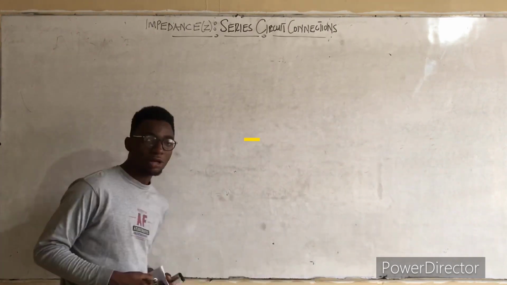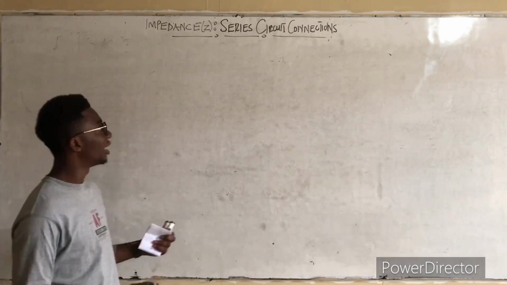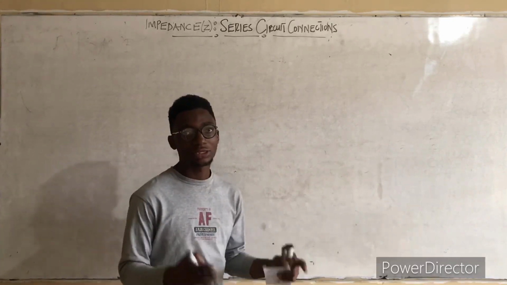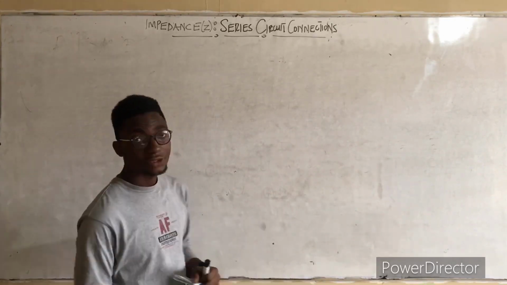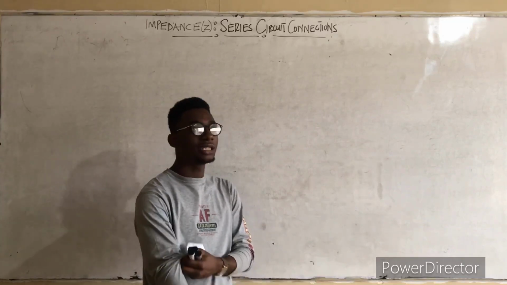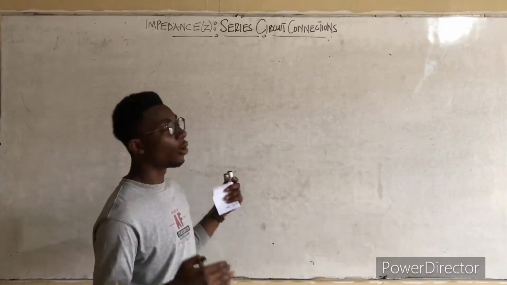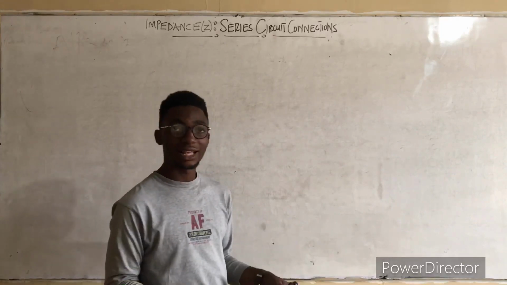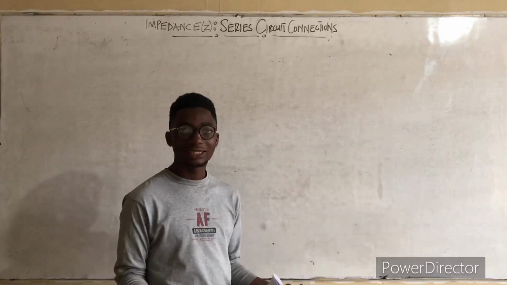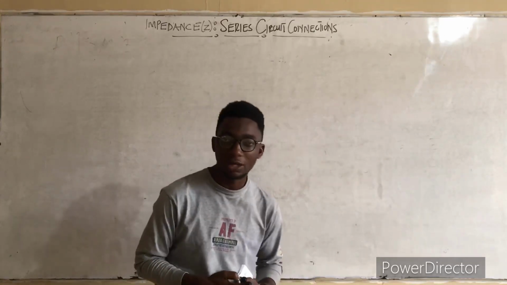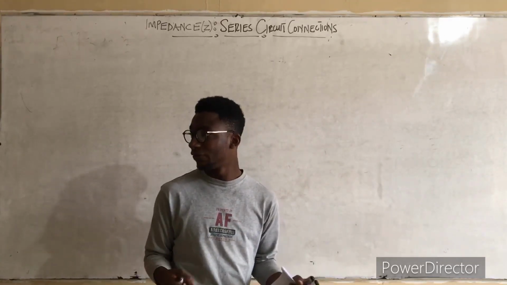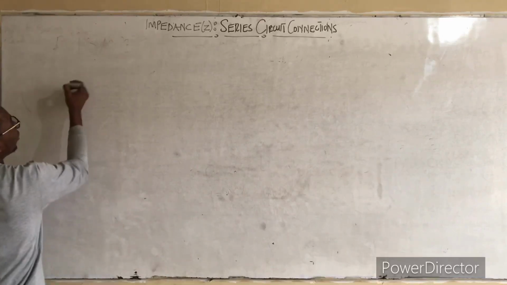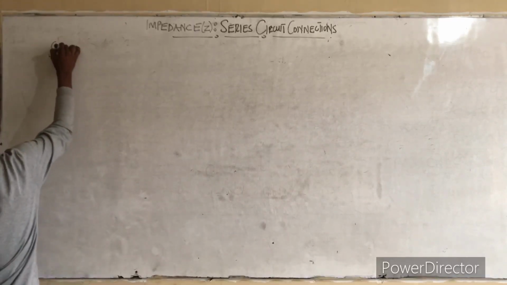Okay, so welcome to another episode, and today under impedance, we'll be looking at the series circuit connection. We understood that impedance is the opposition to the flow of current in an AC circuit by the inductive element, the capacitive element, and by resistive elements. So now we first look at the series connection.